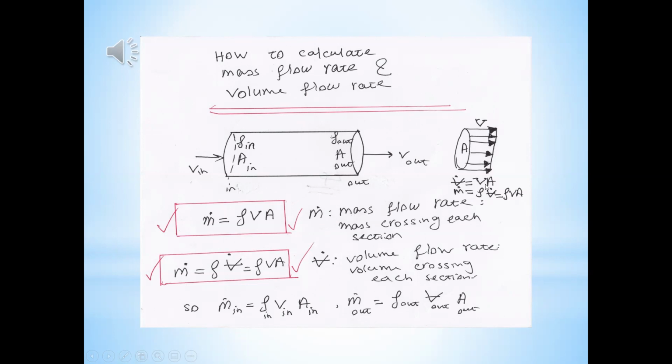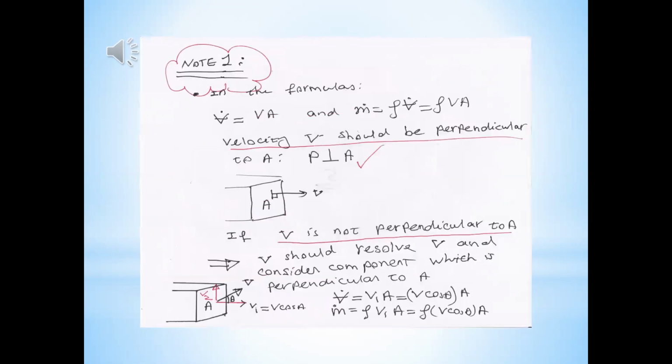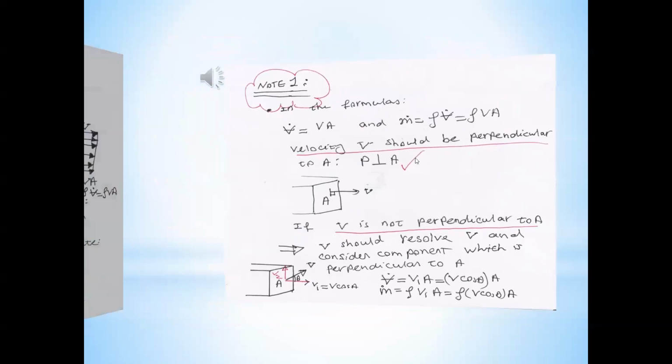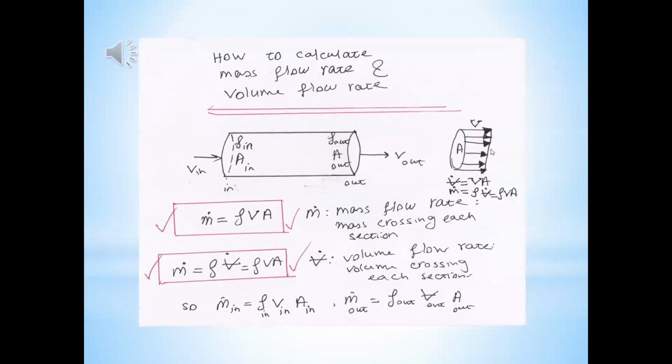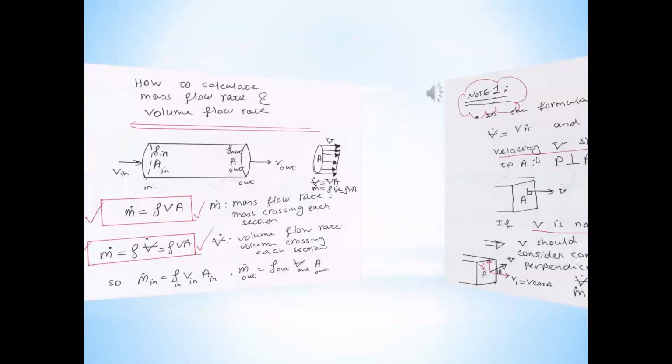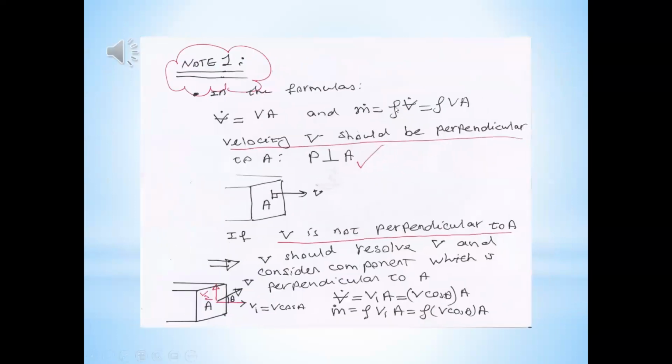By the way, here I mentioned we use V, which is perpendicular to the area. In this case, velocity is perpendicular to the area. If it's not, I put it under a note. See, in the formula, when you calculate volume flow rate, which is VA, velocity is the velocity of the fluid times A. I'm referring to this. Velocity of the fluid times A, that is volume flow rate. And mass flow rate is the density times volume flow rate, that makes it rho VA.